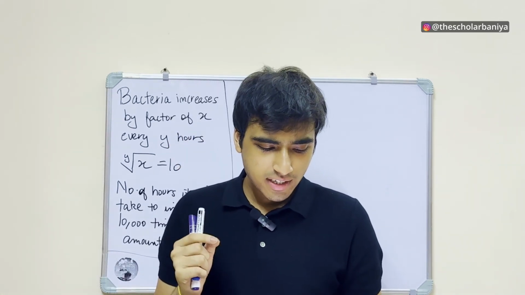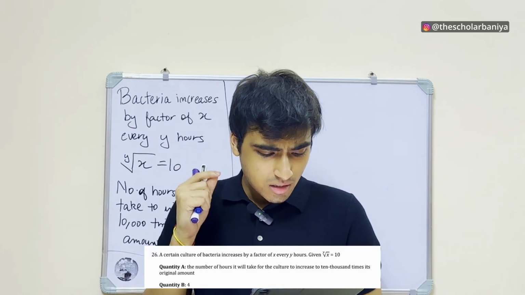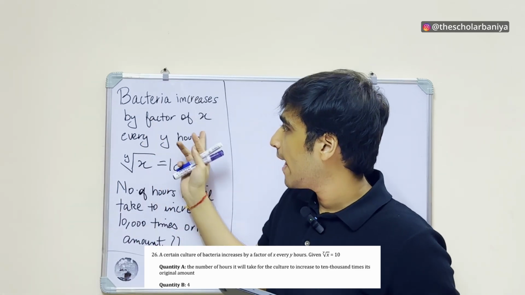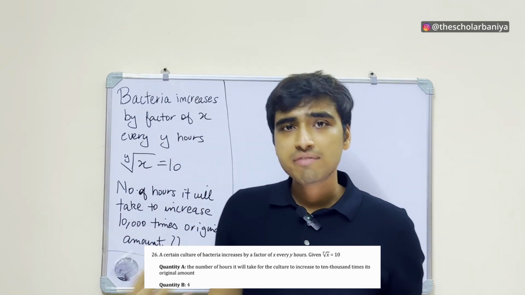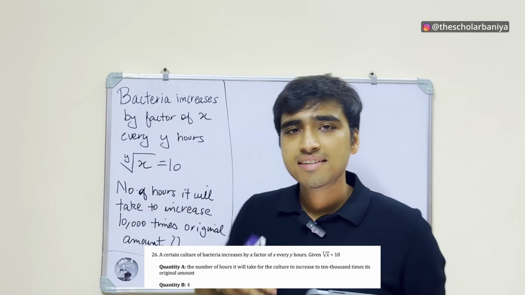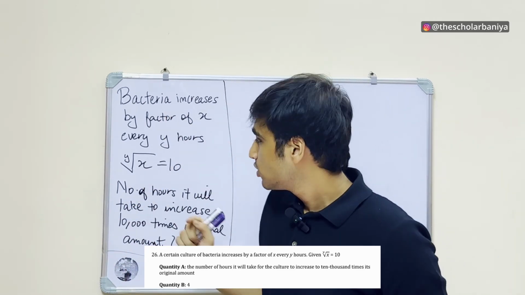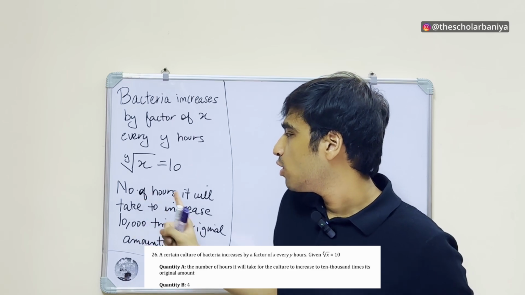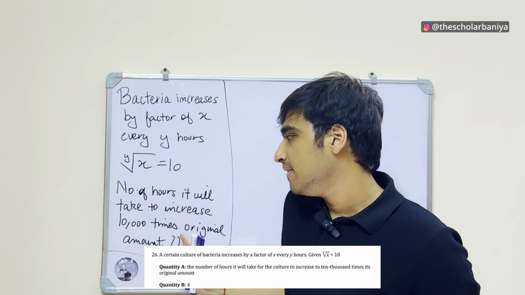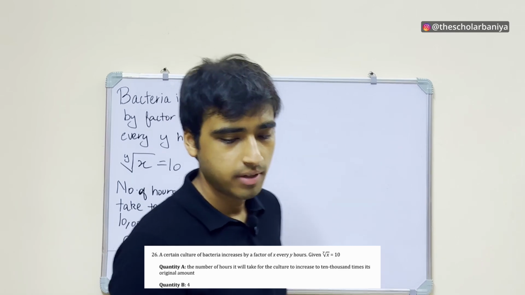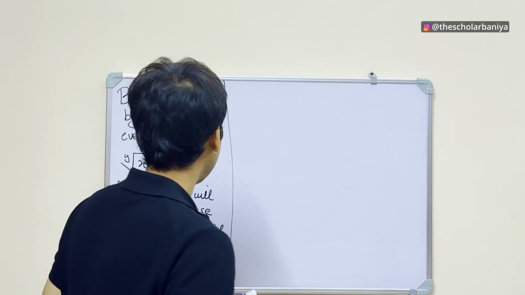In this question, we are given that a certain culture of bacteria increases by a factor of x every y hours. So every y hours, the bacteria increases by a factor of x, and this is the relationship given. So we have to find out the number of hours it will take for the bacteria to increase 10,000 times its original value, right? Okay.